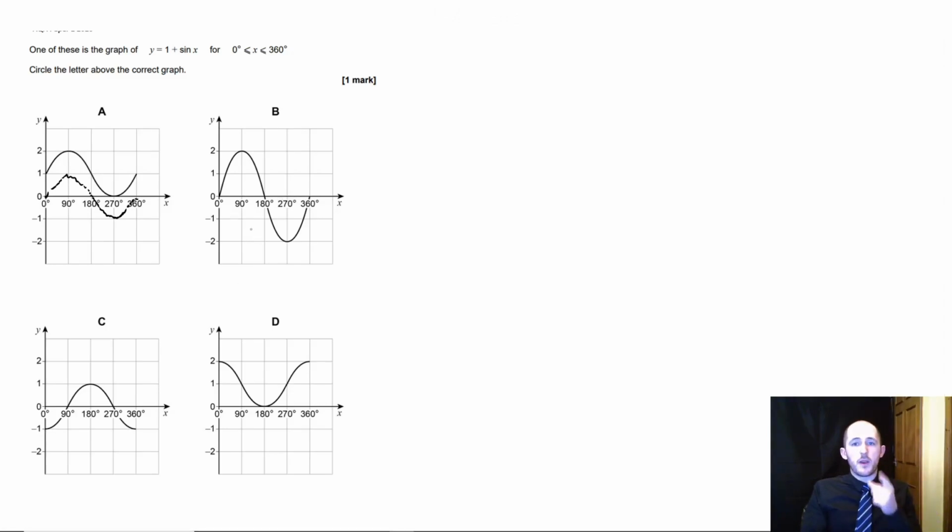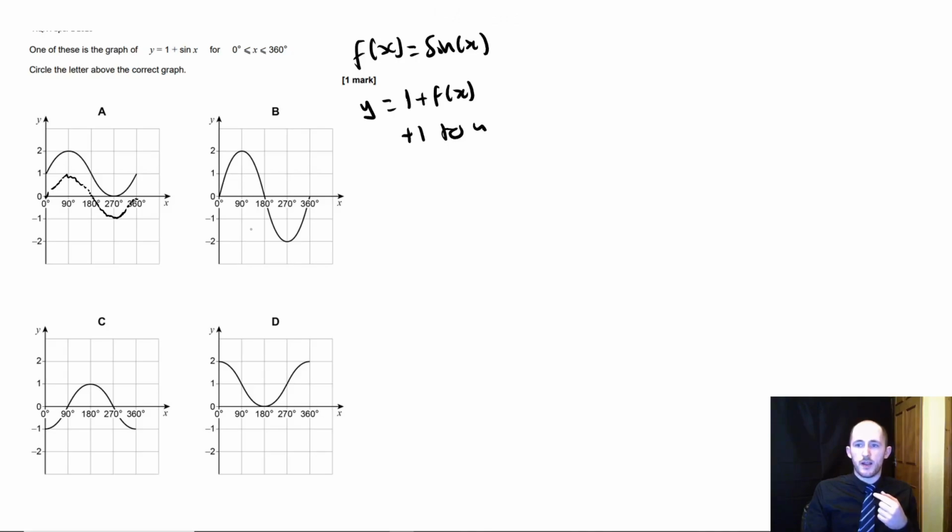Now if you think about what 1 plus sine x is, if we say that f of x is sine x, right? That's the actual function bit, right? Then this graph that we're looking at is 1 plus f of x. In other words, it's just adding 1 to y. Does that logic kind of make sense? Is that okay?